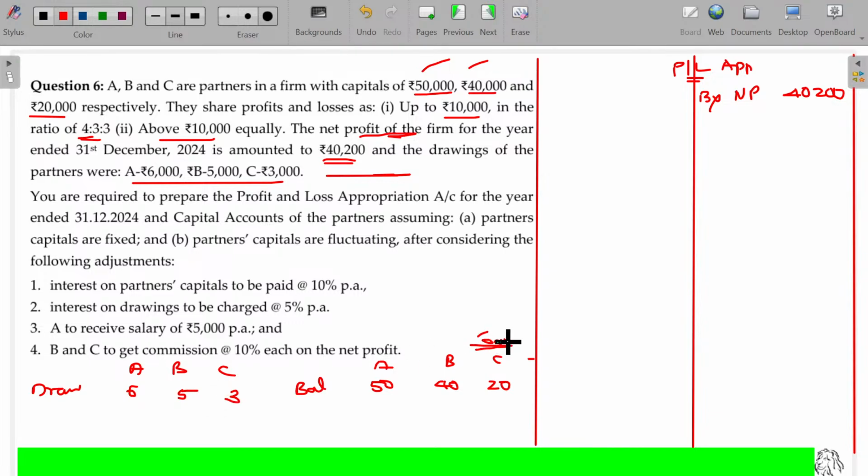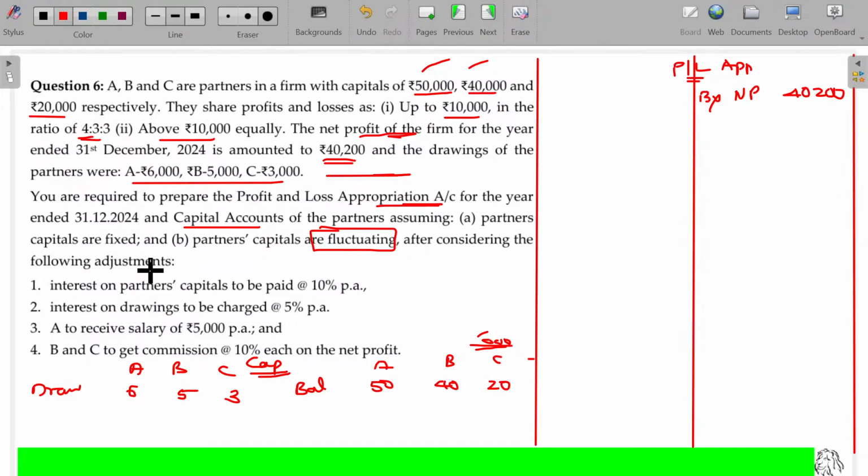You are required to prepare the profit and loss appropriation account for the year ended and the capital accounts of the partners, assuming the partners' capital are fixed. I'll now finish off the calculation of partners' capital account under the fluctuating method. Thereafter, I'll just convert that into the fixed method easily. There will not be any complication.